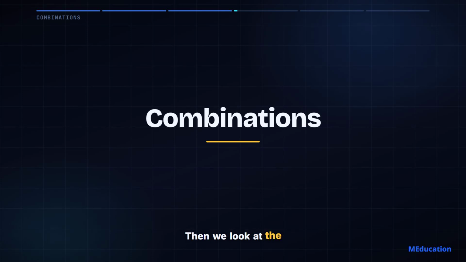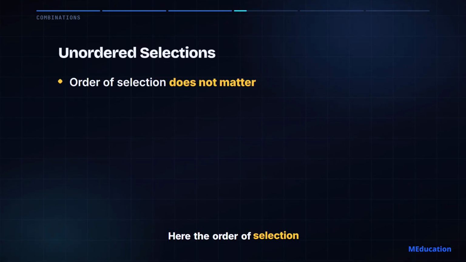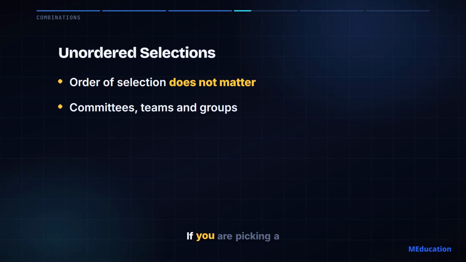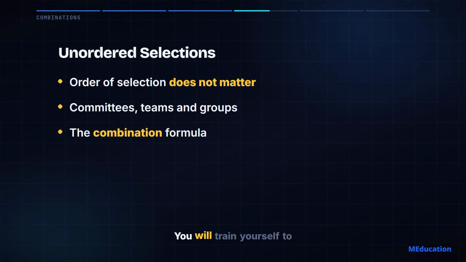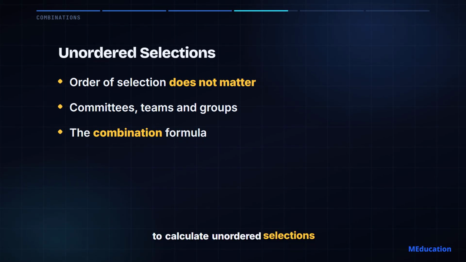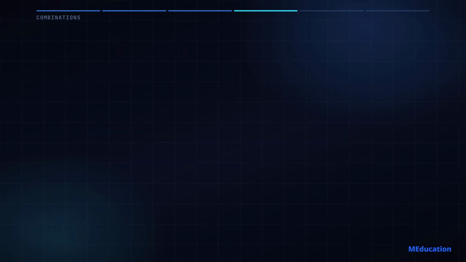Then we look at the exact opposite scenario: combinations. Here, the order of selection simply does not matter. If you are picking a committee, a sports team, or just a handful of items, the group is the same regardless of who was picked first. You will train yourself to spot this difference immediately upon reading an exam prompt and use the combination formula to calculate unordered selections, combining them with the addition and multiplication rules.